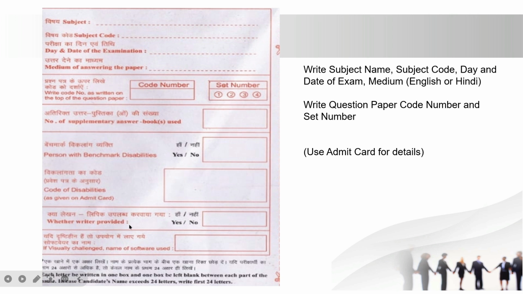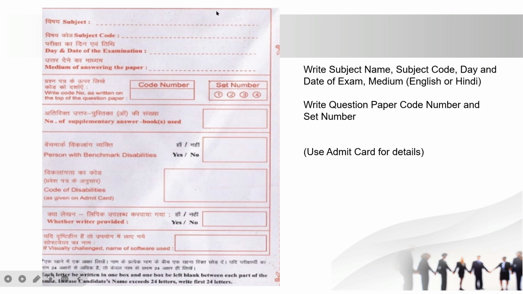Whether writer provided. Suppose a person has a disability and cannot write by themselves, the CBSE board will provide a writer to them. If provided, they should write yes here or else no. Okay. For visually challenged people, whatever software they have used, they should mention it here. Okay. Did you get the understanding?